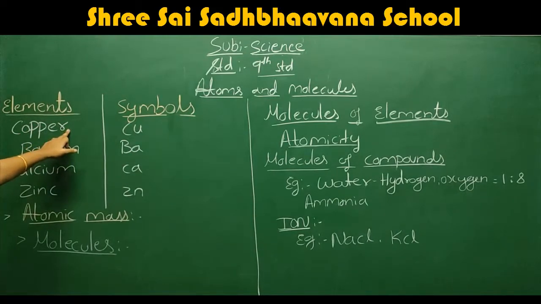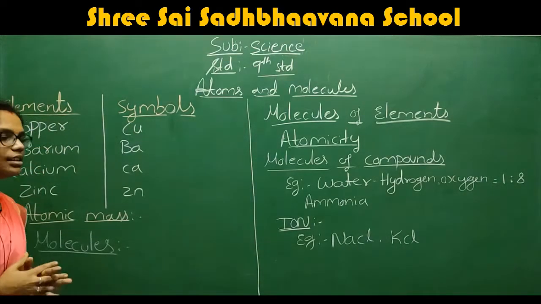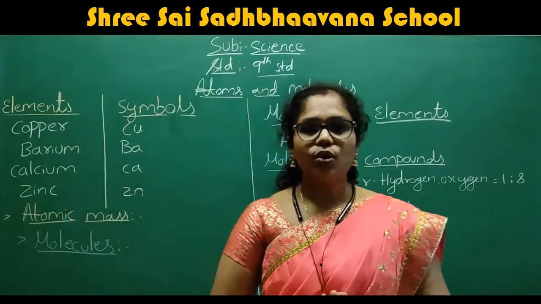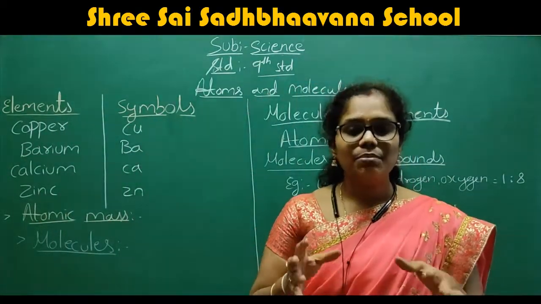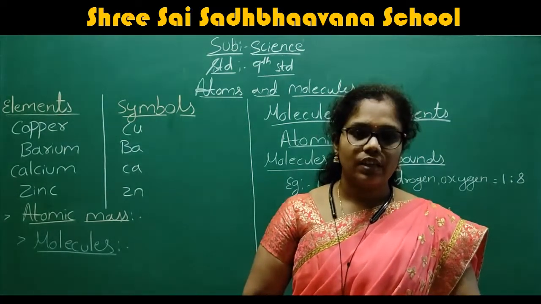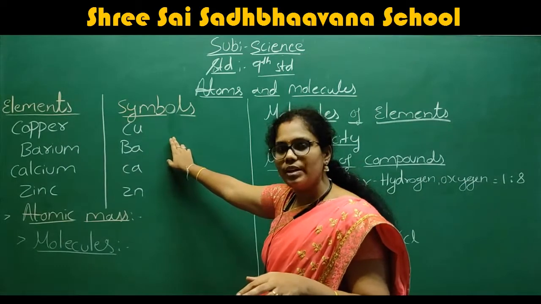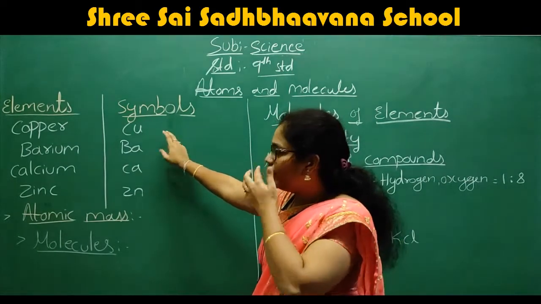If you want to take the two letters, we would write it as Co. But we can't write it here as Co, because already for cobalt the symbol is Co. Therefore, we can't again give the symbol for copper as Co. Then how do we get this Cu?